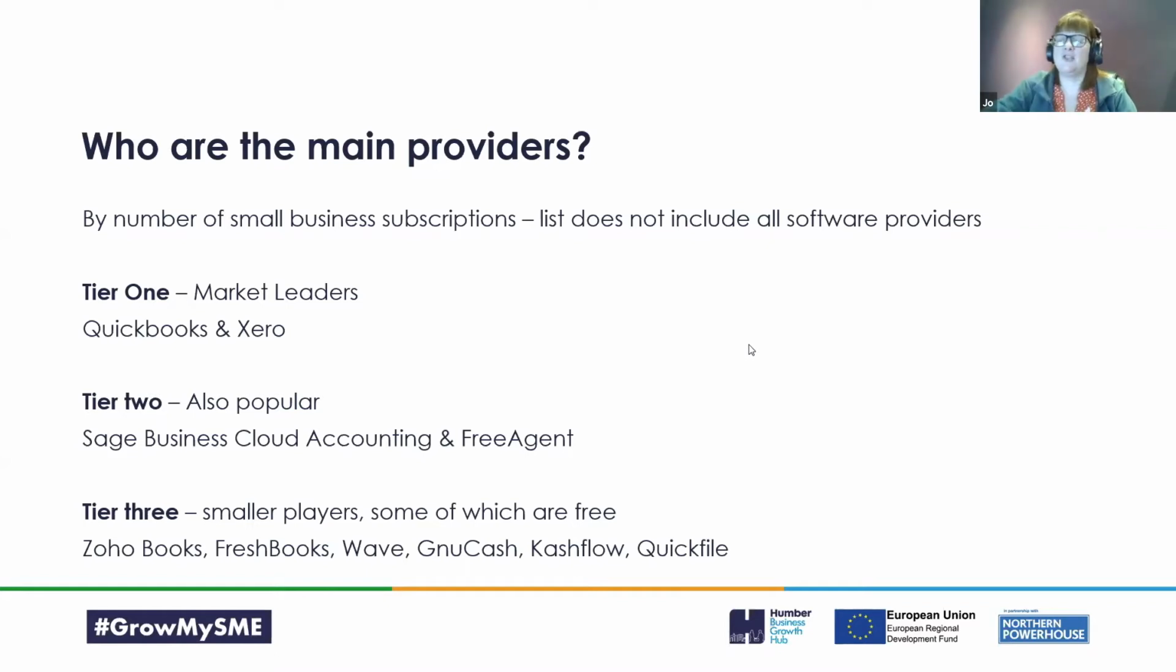With Free Agent, they're getting funded by RBS NatWest. Therefore, although it's a free product, it's in tier 2, they've got lots of subscribers, and they do have some funding there, but not as much as these guys who are actually charging for a subscription.